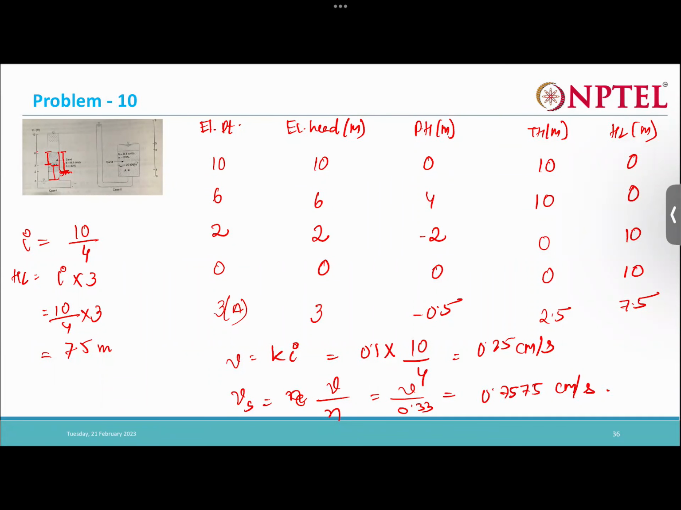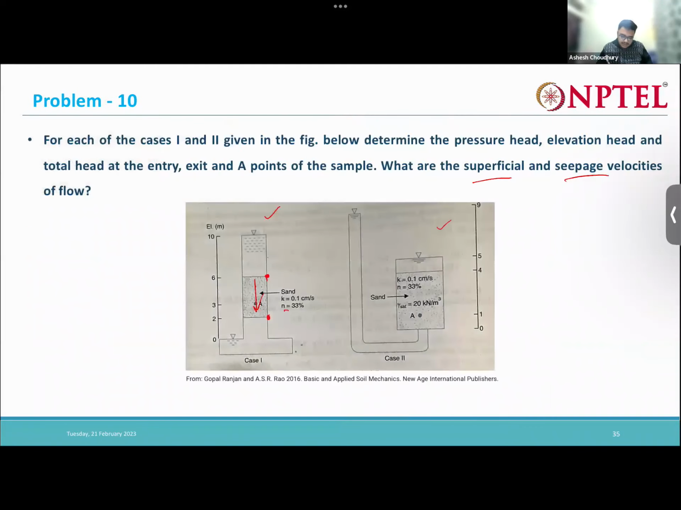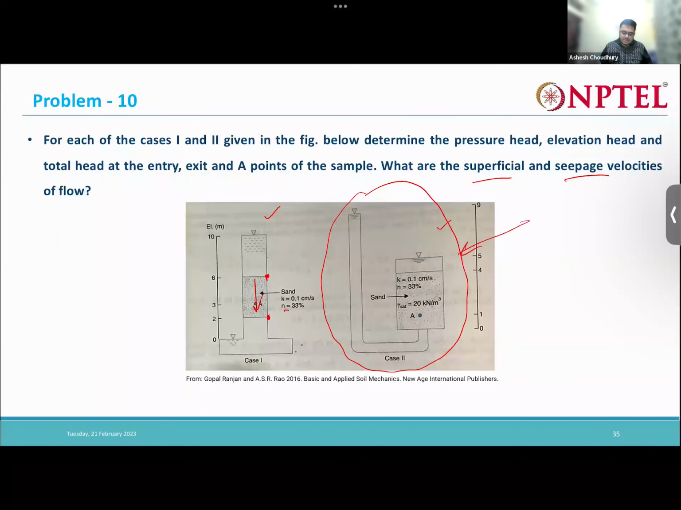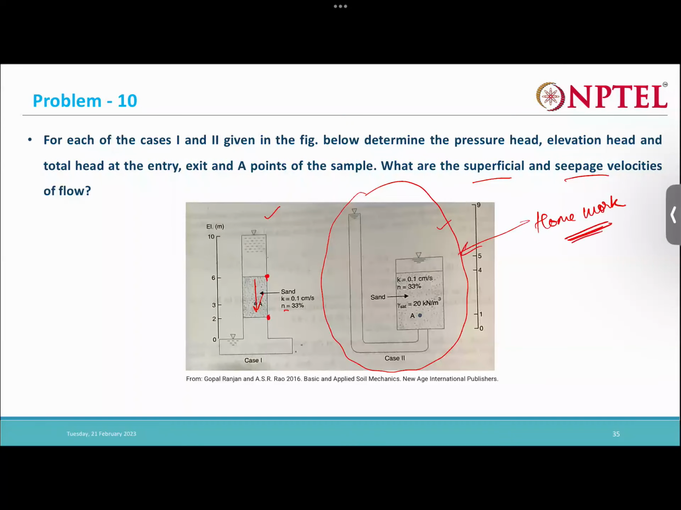In the same way, I hope you can calculate for case 2. So this one is homework. You can calculate this, and if we get time, we'll be solving it again. And at that time, I hope you will be able to tell me how to solve this problem. This is exactly the same as case 1, a little different. So this is homework.